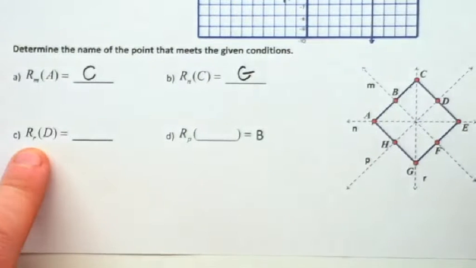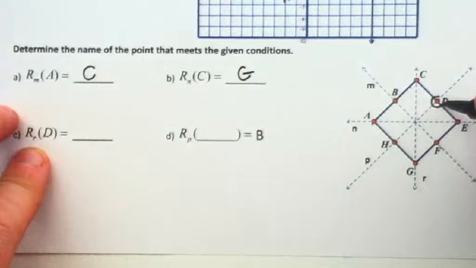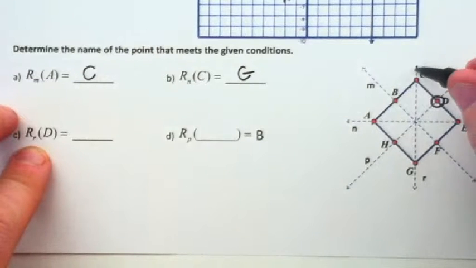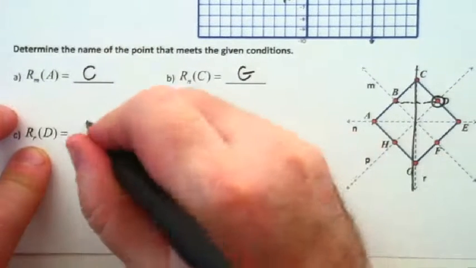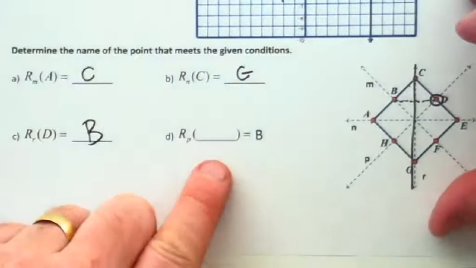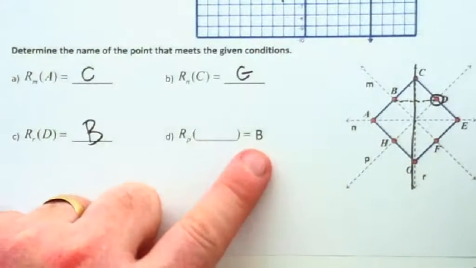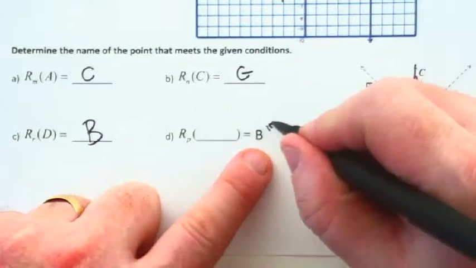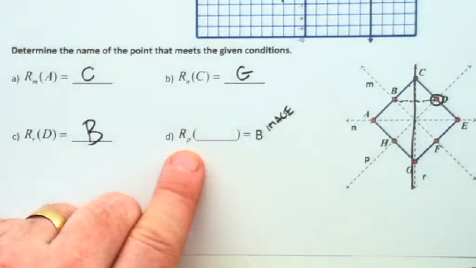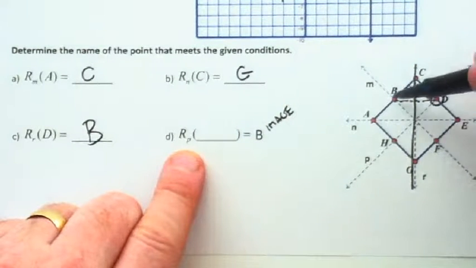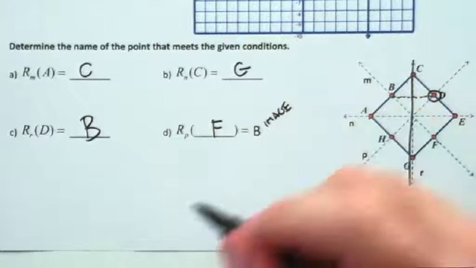This says reflect point D over R. Alright, now watch carefully here. Here's D, and the line R is this one. It would go across here to B. And then finally, this one works backwards. Something landed at B. What reflected over P to land at B? So here's our P line. It must have been F to reflect there. Okay, hope that helps out.